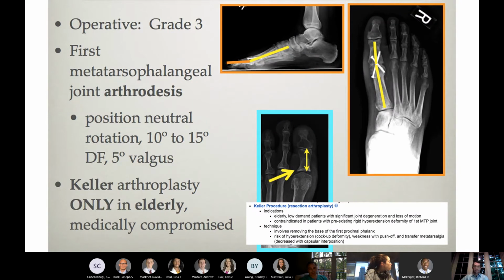Keller arthroplasty, I haven't done one in 16, 17 years. I think it's mostly a thing of the past. But if you have somebody that comes in with a really bad joint and they don't want to do a fusion, and maybe they're too old to be able to tolerate non-weight bearing or minimal weight bearing, then you can do a Keller where essentially you resect the base of the phalanx. It also works for hallux valgus.